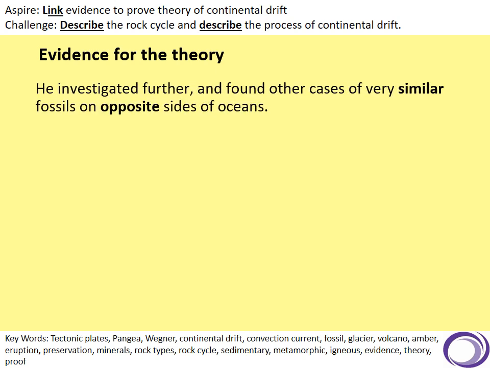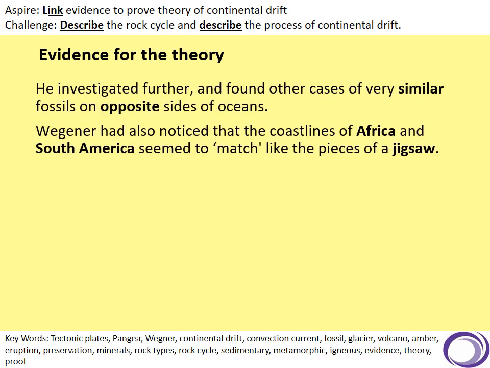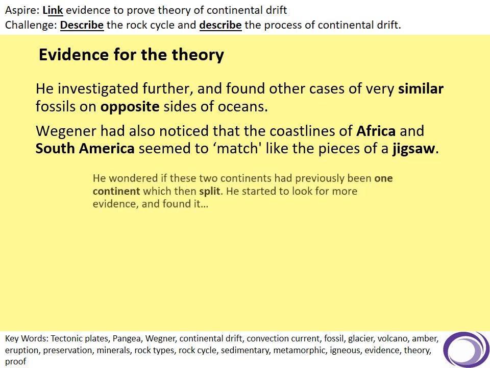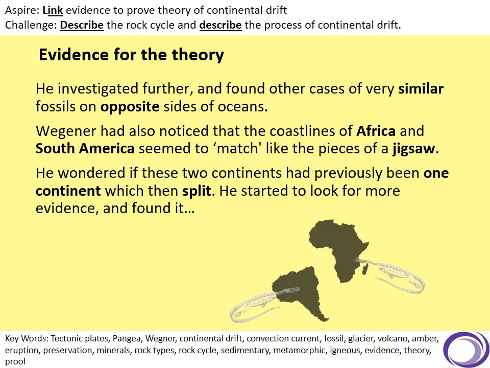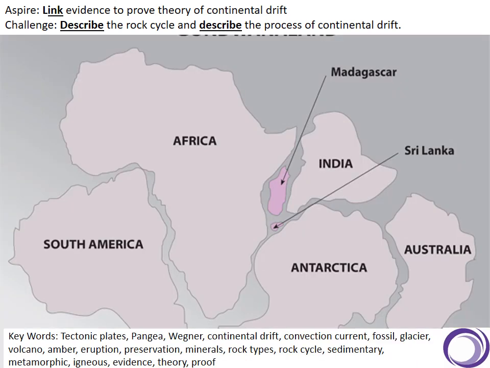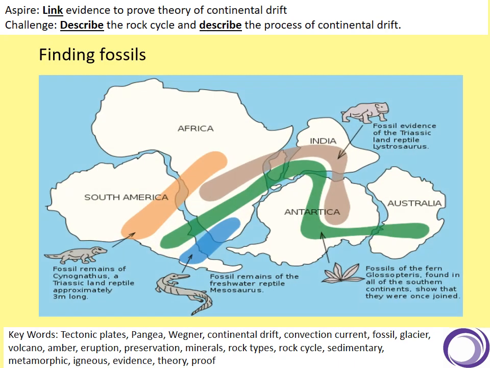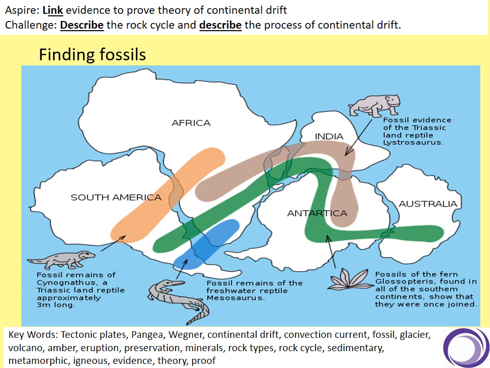He investigated further and he found other cases of similar fossils on opposite sides of the oceans. And he also pointed out this jigsaw match that these two continents could actually be put together. And he considered that they'd been one continent and then had split. And he looked for even more evidence and he found it. So this was how he suggested some of our current continents actually fitted together, with gaps where it wasn't apparent that the edges met, filled with smaller island masses. And this was some of the evidence that he collated.